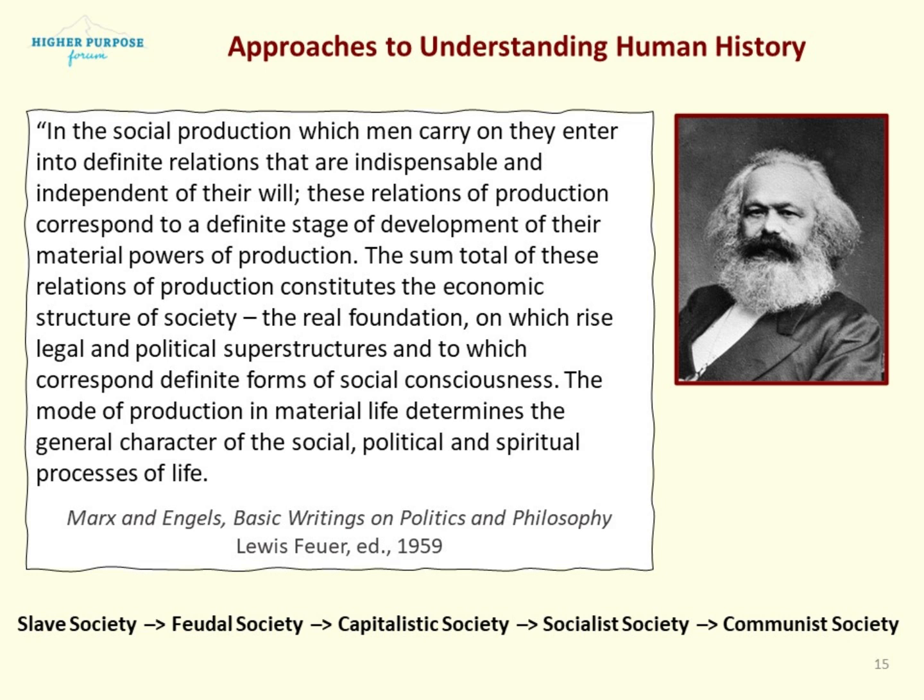The mode of production in material life determines the great general character of the social, political, and spiritual processes of life. That is the materialist view of society. And you can see at the bottom here, his theory of history saw a gradual progression based upon dialectical struggle from the slave society to feudal society to capitalist society to socialist society, and finally the eschatological goal of history is to achieve a classless communist society.